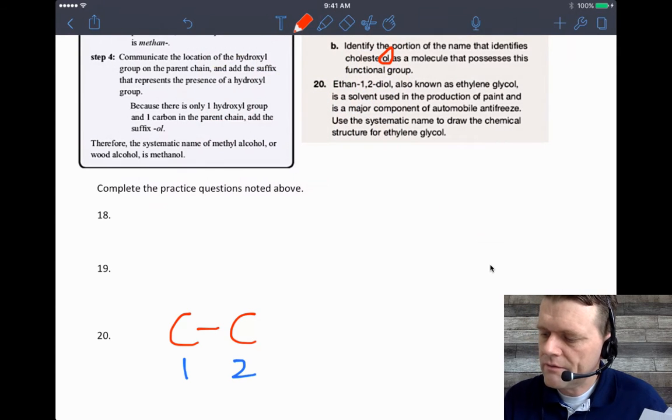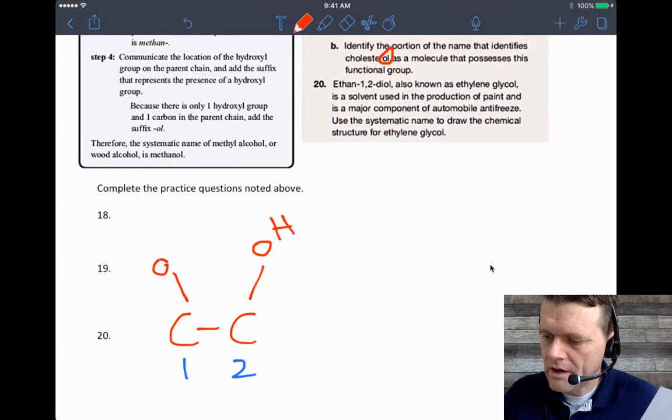And if it says 1, 2, that means there has to be an OH group off of each one. Okay, so there'd be a hydroxyl group there and a hydroxyl group there. And then, of course, because the carbons need 4 bonds to them, we could just fill the rest in with hydrogens.